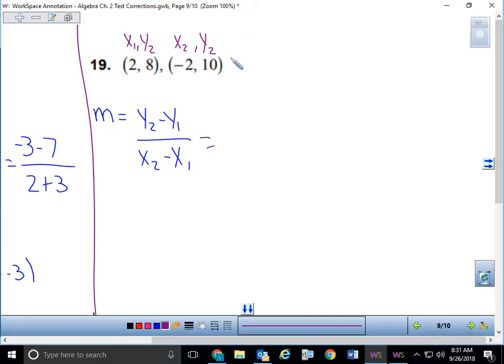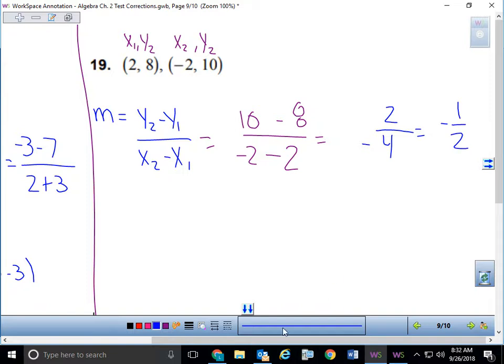Plugging in our values, y2 is 10 minus y1 is 8, over x2 is negative 2 minus x1 is 2. Be careful on the denominator with these negatives here. For number 19, 10 minus 8 is 2. Negative 2 minus 2, that's getting more negative, so that's negative 4. But simplify, 2 over negative 4 is the same thing as negative 1 half. That is my slope.